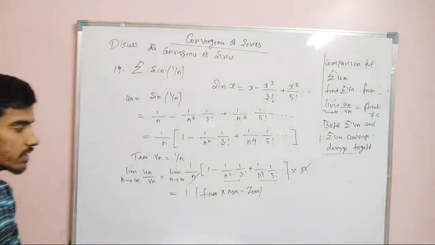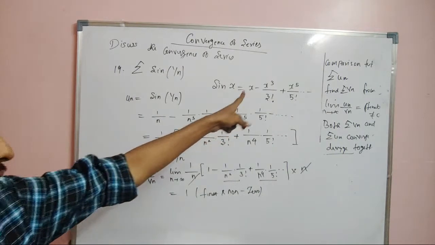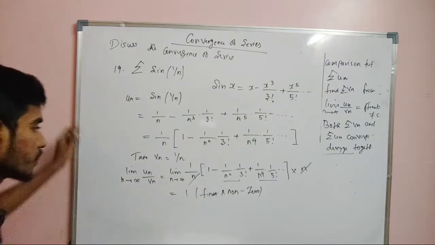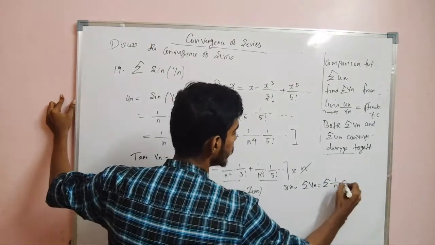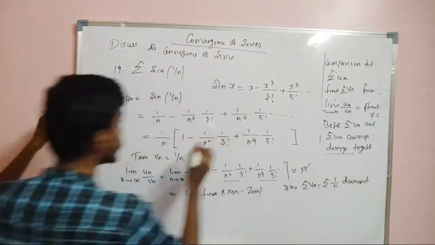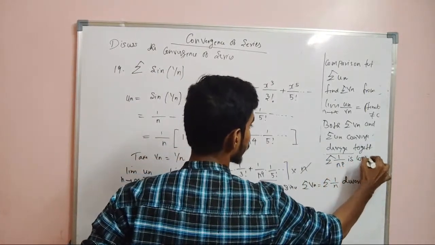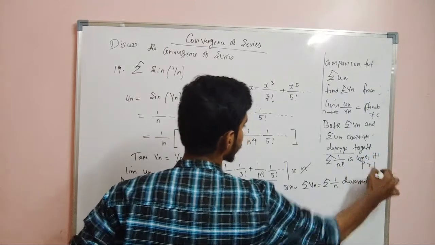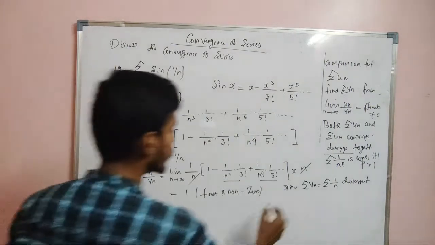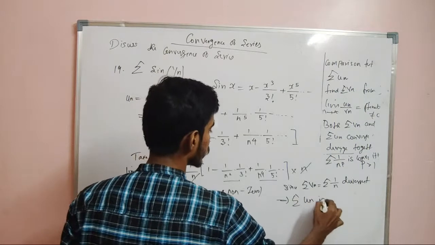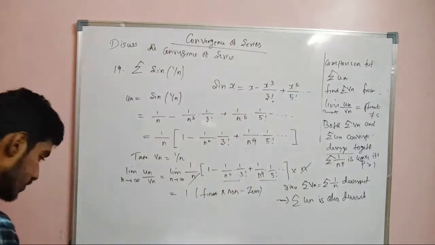right? So since it is finite and non-zero, if summation Vn is convergent, Un is also convergent. By comparison test, both the series behave alike. So therefore, since summation Vn, which is summation 1 by n, is divergent, right? We know that summation 1 by n power p is convergent only if p is strictly greater than 1. Here p is equal to 1, so therefore the series is divergent. So since Vn is divergent, this implies summation Un is also divergent. So therefore the summation sin 1 by n is divergent.